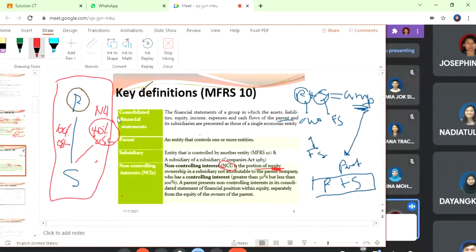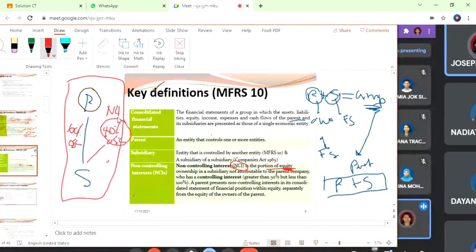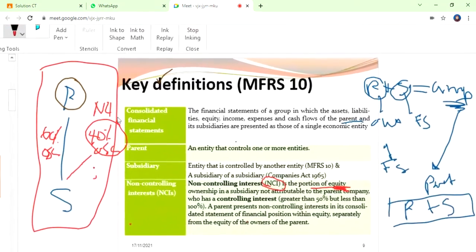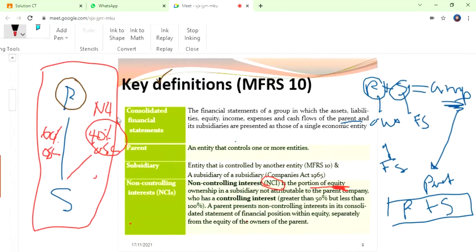So these NCI, they don't have control. And even though they are the outside equity holders of S, the parent company must present the non-controlling interest in its consolidated statement of financial position, not only in the statement of financial position, but also in its consolidated statement of profit or loss and consolidated statement of changes in equity, as well as the consolidated statement of cash flow.